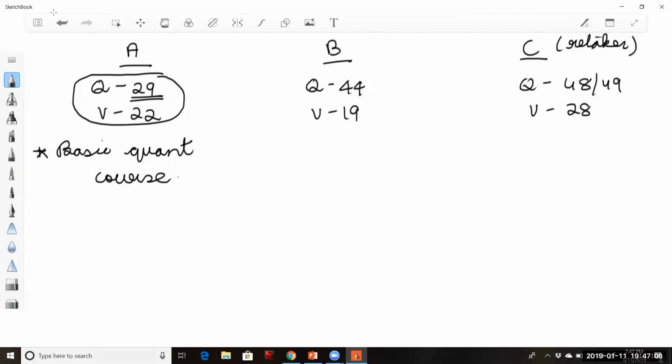The basic quant course takes care of how you factorize a quadratic equation, how you find the LCM, HCF, what the rules of exponents are, what the rules of surds are, what the basic formulae of geometry are, and the basic algebraic identities. You don't have trigonometry on the GMAT, right? So things like that are dealt with in the basic quant course. It forms like a bridge towards your mastering GMAT quant course.